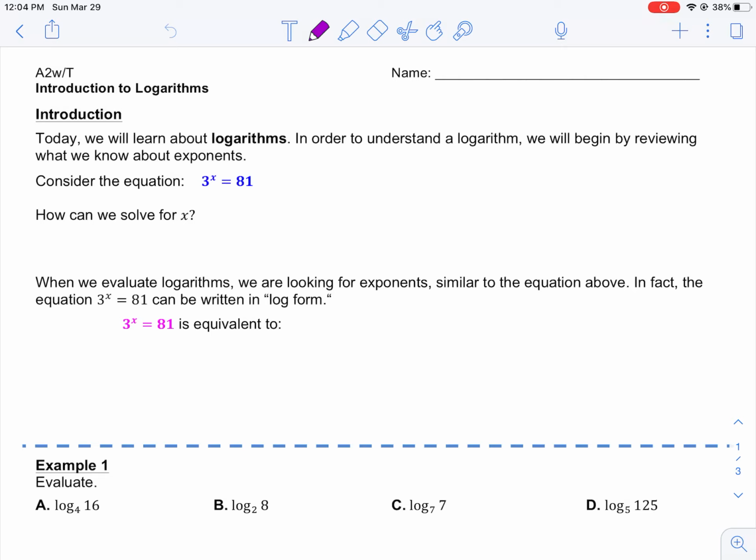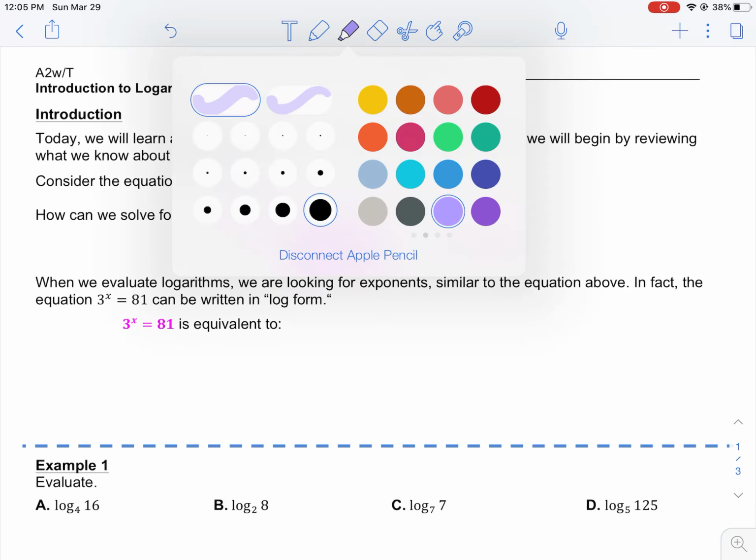But what we need to think about here, we know that when we have a base and an exponent, we're trying to figure out how many times we have to multiply 3 by itself to get 81. So we know 3 times 3 is 9, and if we multiply by 3 again, we get 27, and if we multiply that by 3, we get 81. You might need a calculator to verify that. But what we found is that 3 to the 4th equals 81. And because the exponent here is x, we can say that the solution to this equation is x equals 4.